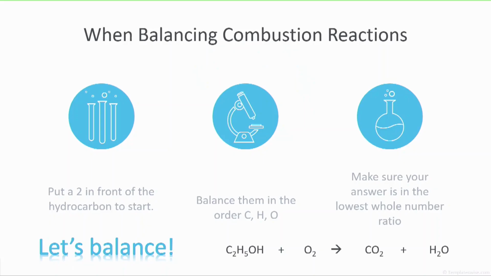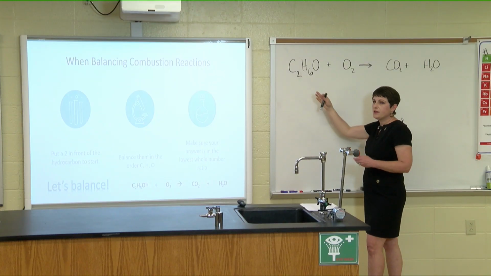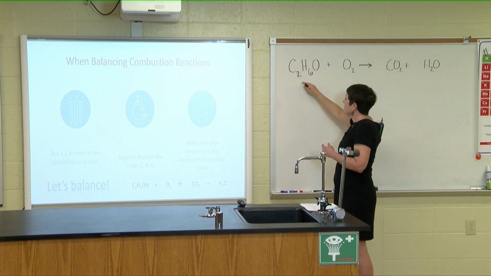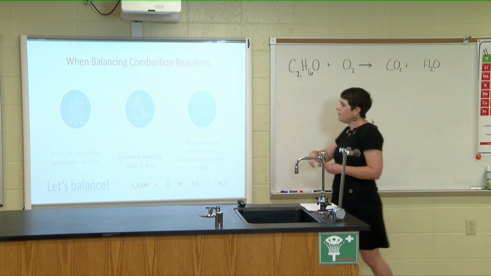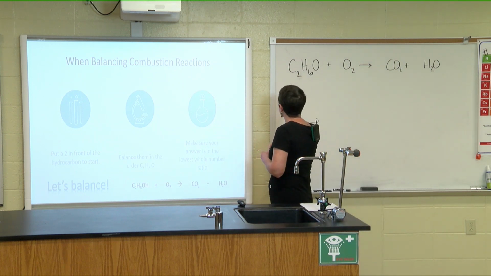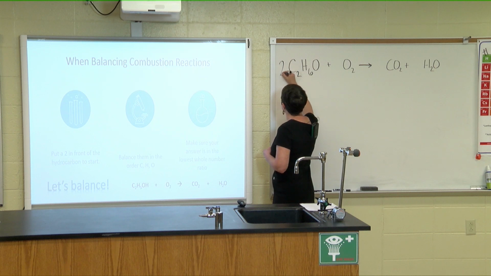This right here, C2H5OH, is ethanol. And what I did is I rewrote it over here to make it a little bit easier by combining the hydrogens. I like everything to be kind of stuck together. So we have 2 carbons here, 6 hydrogens, 1 oxygen. So let's go ahead and follow what we have here. Put a 2 in front of the hydrocarbon to start.